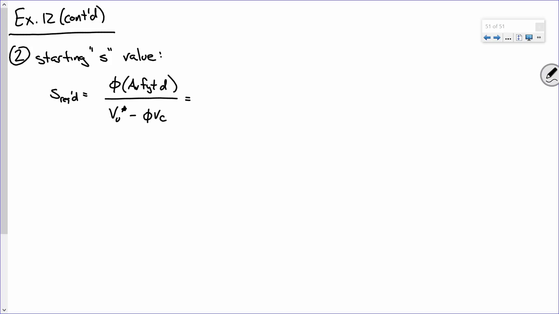In other words, I'm figuring out how much my stirrup spacing needs to be right there at the support, right there at the very beginning. Okay? So, let's plug and chug. What do we get? No. It's F sub yt.